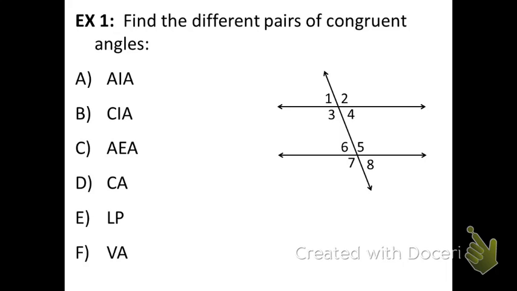So on example 1, we're going to find all the different pairs of congruent angles. So our AIAs, we're looking for the alternate interior. So interior would be like 3 and 5. So we would say 3 and 5 are congruent. And then our other pair of interior angles that are congruent would be 4 and 6.